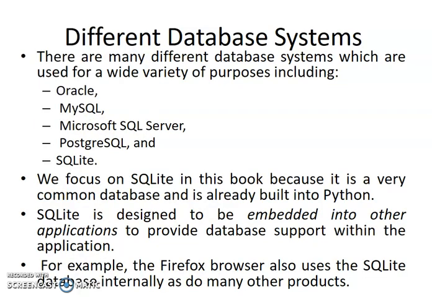There are different types of database systems. What are the different types of database systems? In your previous semester you have also learned about databases, with very brief details about other databases as well. So we'll just have a quick glance at this. There are many different database systems. The wide variety of databases in use are Oracle, MySQL, Microsoft SQL Server, PostgreSQL, and SQLite. In this course, we'll be discussing SQLite.